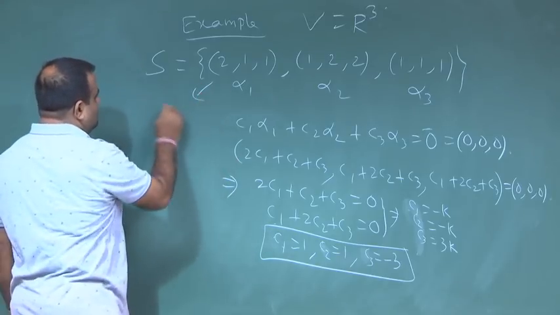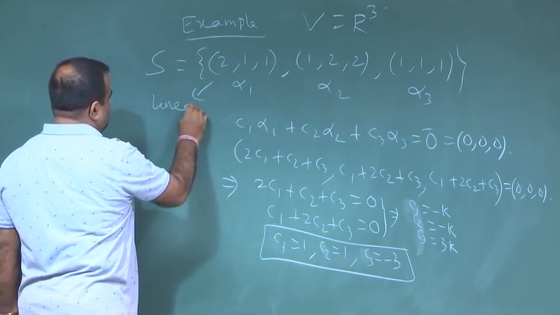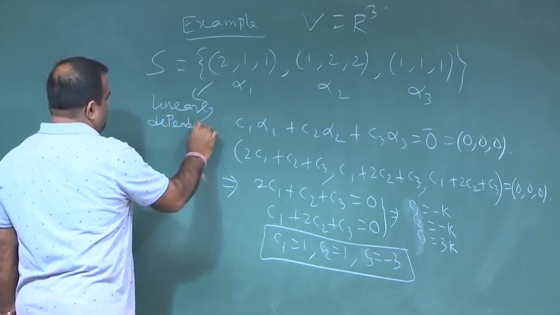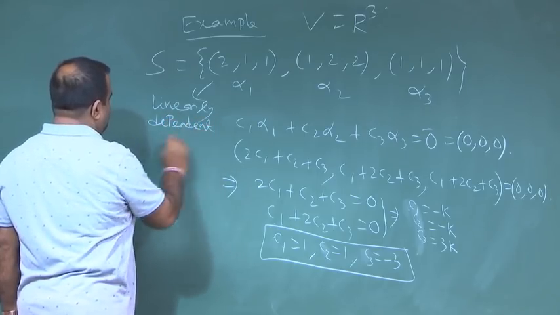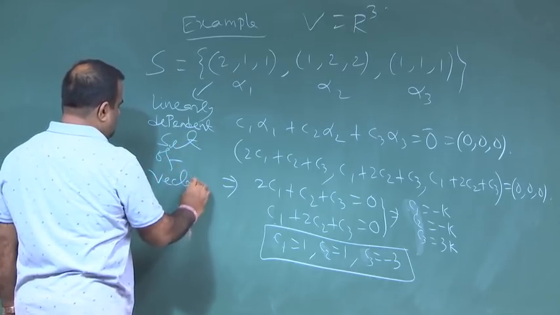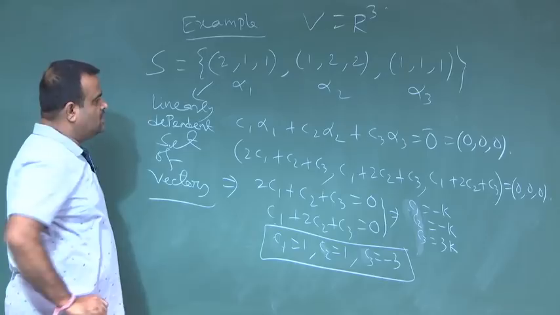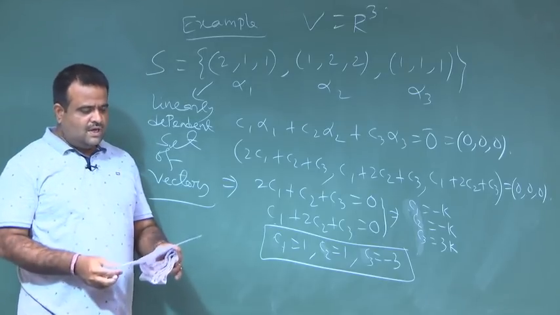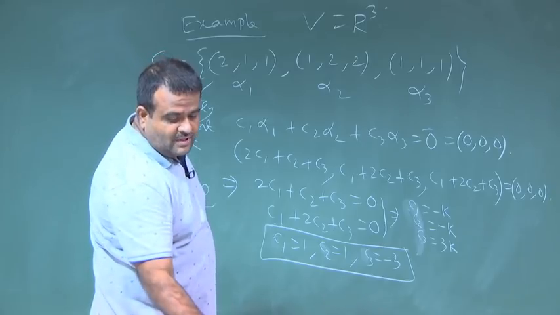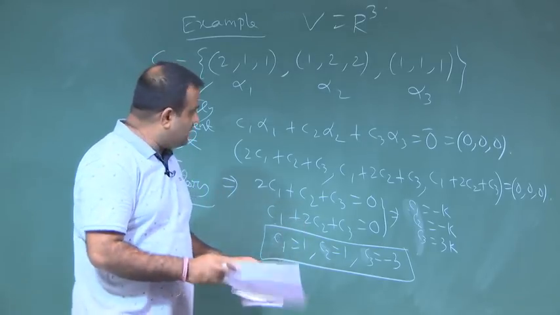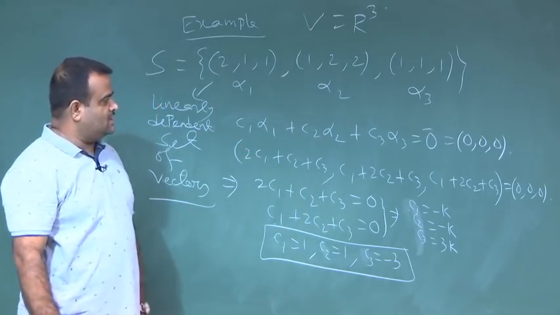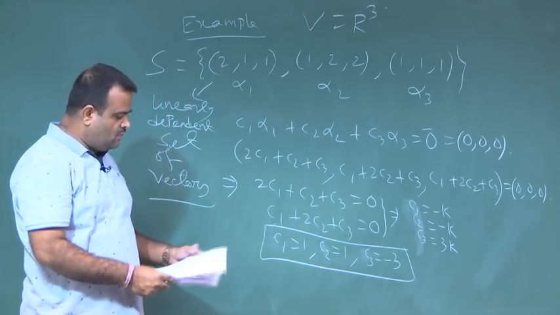So that means this is a linearly dependent set of vectors. This is one example where we have a linearly dependent set of vectors. Now, if we have a linearly dependent set of vectors, we can easily verify that one vector can be written as a linear combination of the others. We will come to that proof.